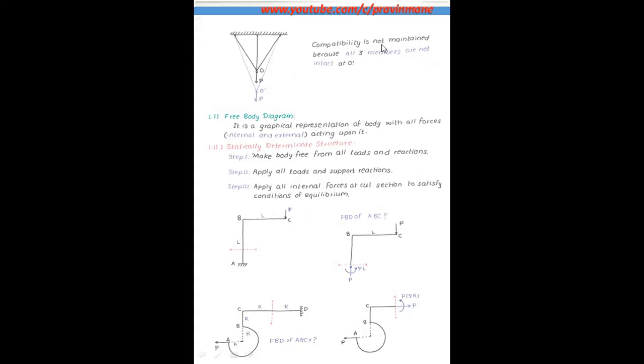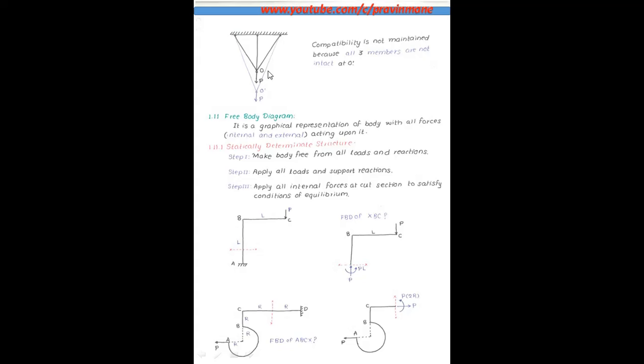So here compatibility is not maintained because of non-zero vertical deflection at C. Then compatibility of joint. Compatibility is not maintained because of change in angle between members at rigid joint C. So rigid joint C, correct? Then here compatibility is not maintained because all three members are not intact at O. At O, all three members 1, 2, 3, these three members are not intact. There will be a crack.